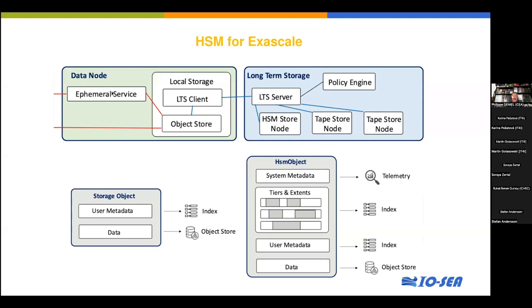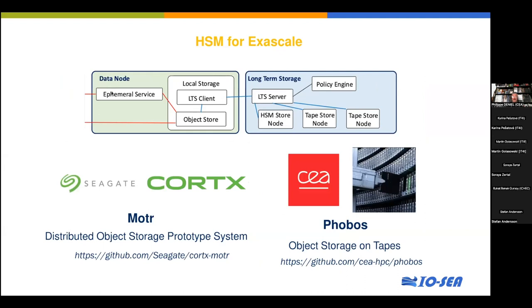Okay, so this is a big picture of the HSM features. Basically, the idea there is that we definitely need a dedicated API for dealing with HSM. At the time we were starting the project, we used the Motr object store from Seagate and the Phobos object store from CEA. During the project, Seagate decided to get rid of Motr.